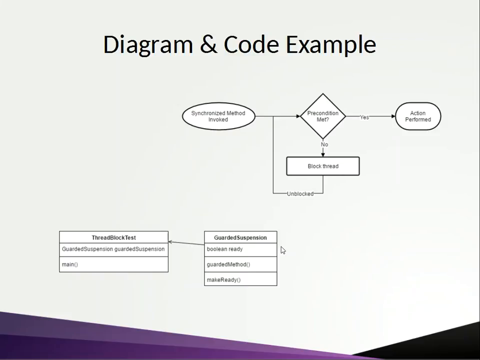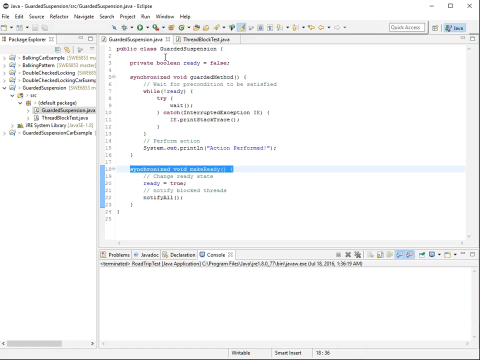Okay, looking down here at this UML diagram, we've got our guarded suspension object here, which has our ready variable. This is going to be our control variable. We have our guarded method and our make ready method to change the control variable. We also have our test class here. Okay, let's go over to Eclipse and take a look at the code.